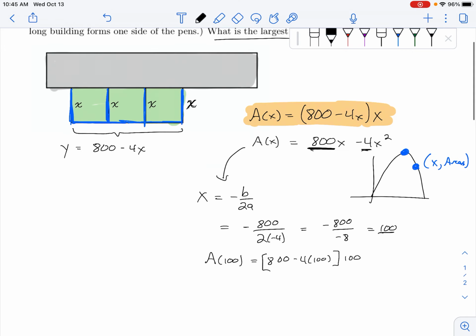This right here gives us 800 minus 4 times 100, that's 400. So that's how long the thing is, times 100. So that gives you 40,000, and that's 40,000 square feet. So that's the maximum area you could enclose. And if they ask you for the dimensions, you'd say X is 100, and Y would be the 400.